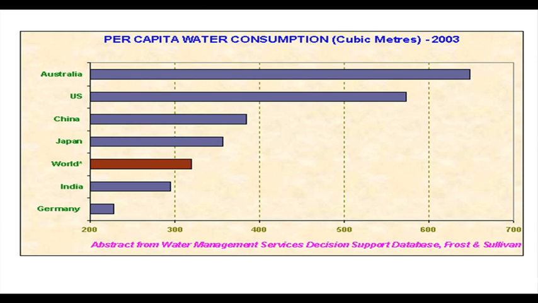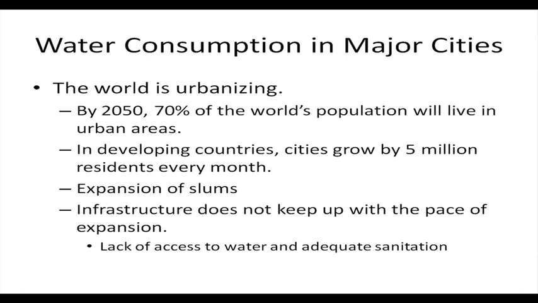They are able to have a more efficient system, with less leaks, and they can manage their water more effectively. In terms of the major trends, the world is urbanizing. By 2050, 70% of the world population will live in urban areas. In India also you see more and more urban growth. So in developing countries, cities are growing by 5 million residents every month.